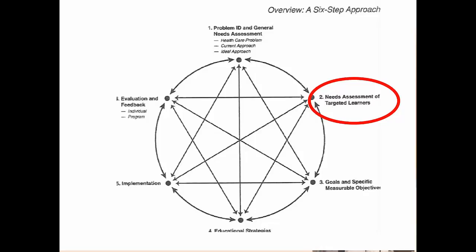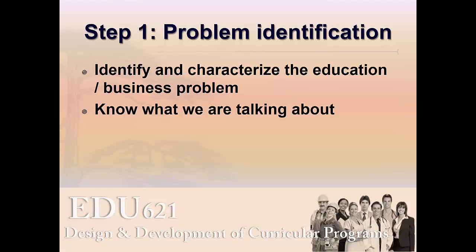So on the diagram of these steps, we're at Step 2. Notice how that builds from Step 1, but is also part of all of the other steps. Step 1 was problem identification, where we identified and you characterized the education or business problem. And this is a chance to allow you to demonstrate that you know what it is you are talking about.